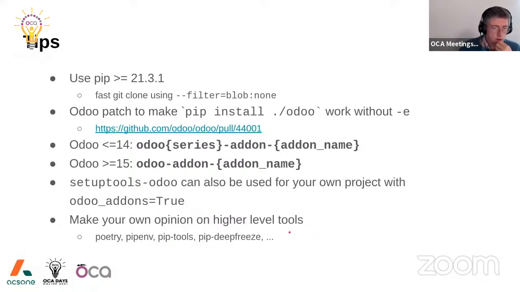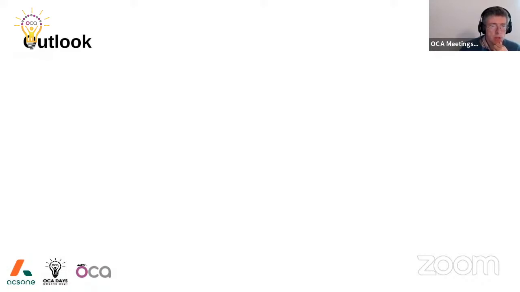But yeah, really, I must say that I have not tried Poetry or pipenv recently, so they might work better today, and you may want to give them a try. But at Acsone, we are using pip-deepfreeze, and it's giving pretty good results.